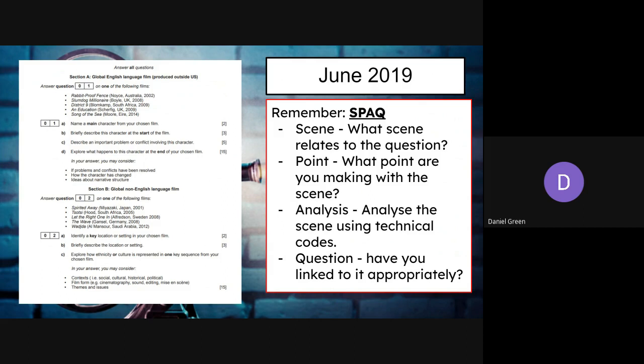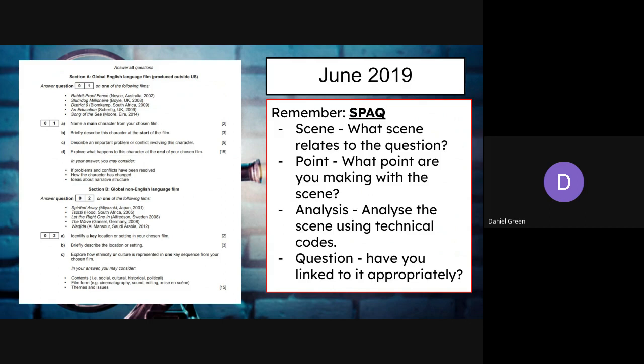Notice the bold, ethnicity or culture. You don't have to do both, you can just do one. And it says represented in one key sequence. So you don't need to talk about more than one. You can, but they want to see depth. And in the mark scheme, they prefer you to stick to one just because you can explore that scene fully. However, if you are finding it a struggle to talk about just one scene, it's absolutely fine to talk about more than one, but they mainly want you to talk about one.